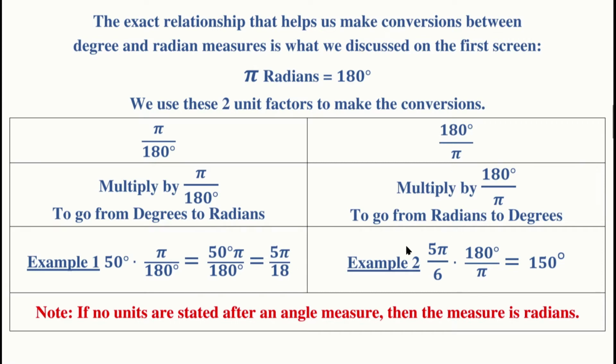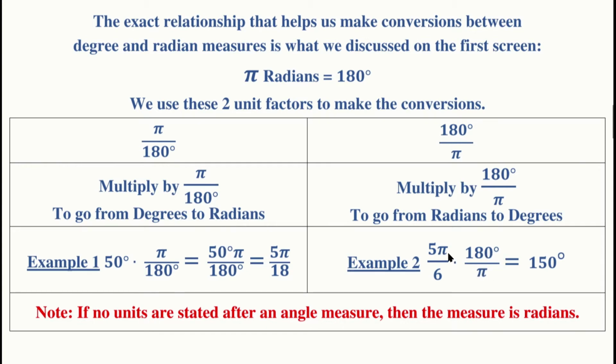So now let's go the other way. Let's take 5 pi over 6, which is a radian measure, and convert it to degrees. So what we do is we multiply by 180 degrees over pi.